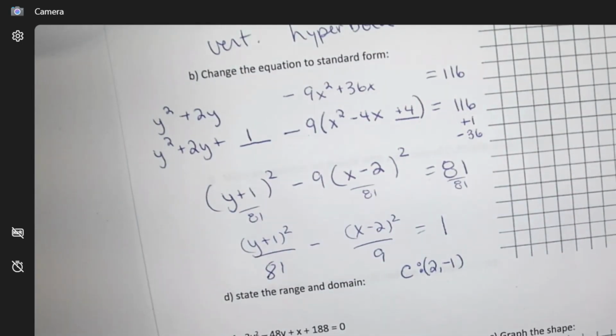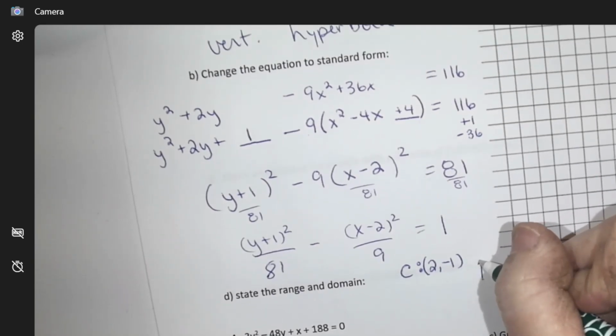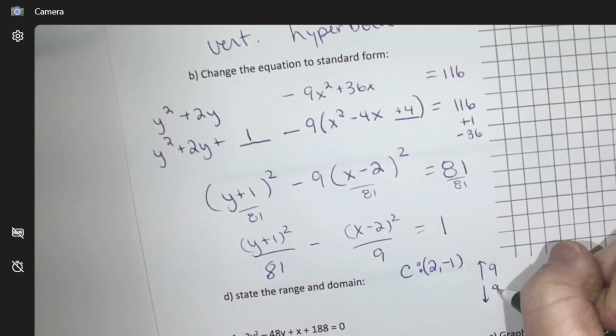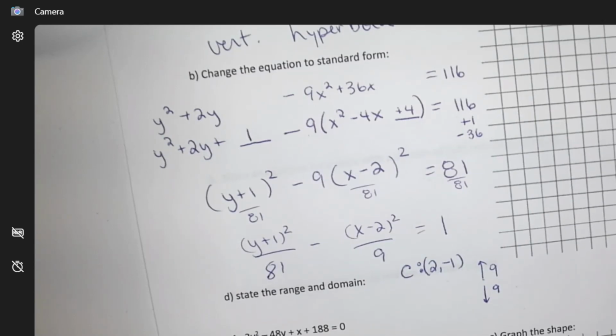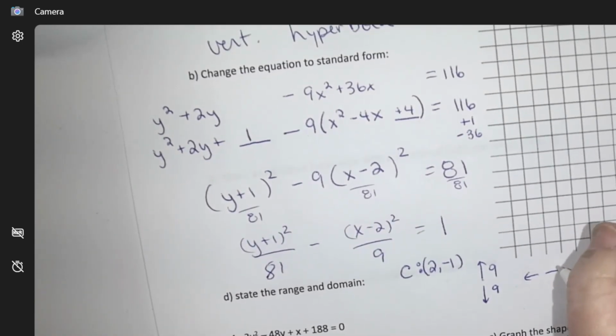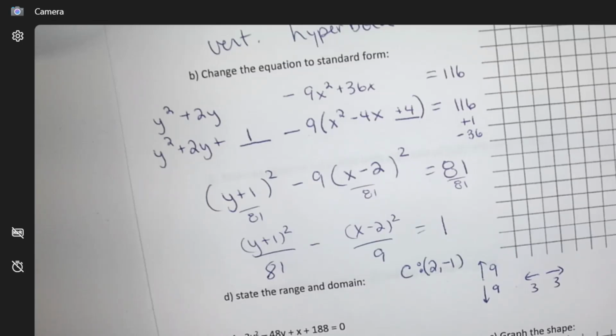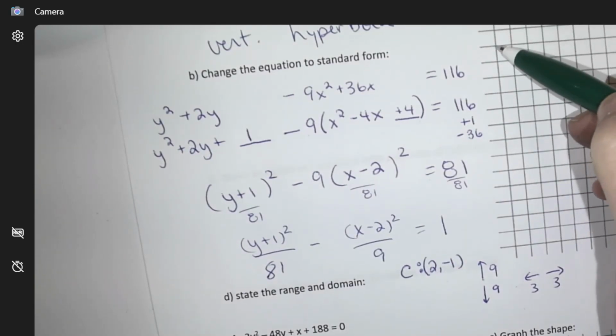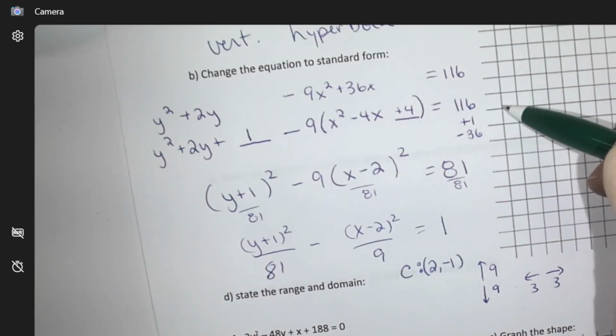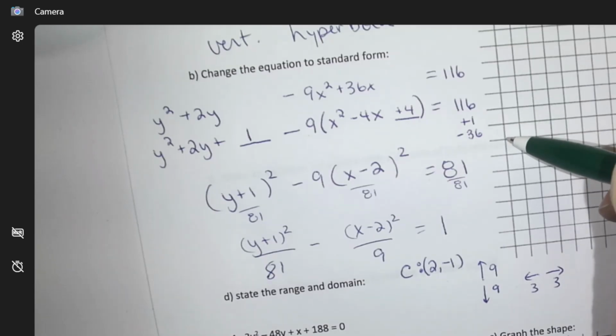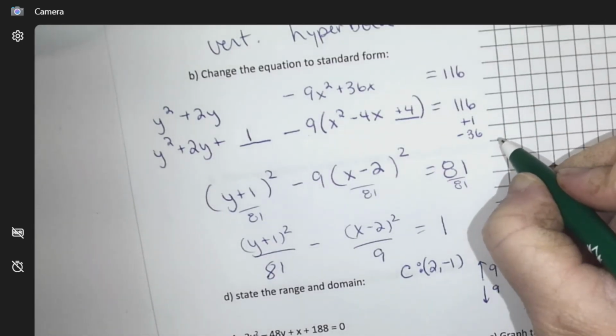Okay, the center is located at 2, -1. Be careful because you have to follow x and then the y. So 2, -1. We're going to be moving up, down by 9. And we're going to have to move left and right with a 3. Oh, we might run out of page, right?